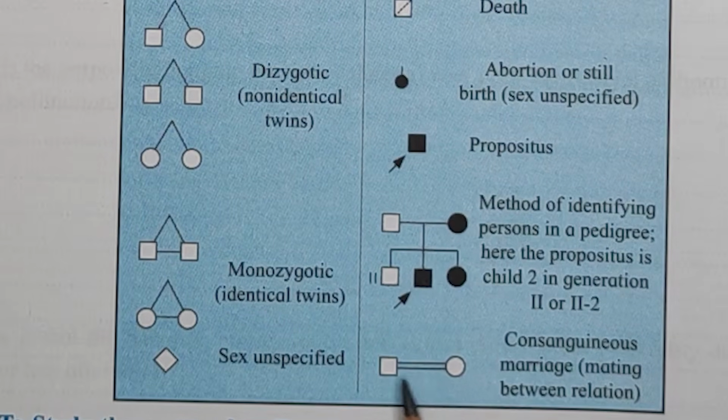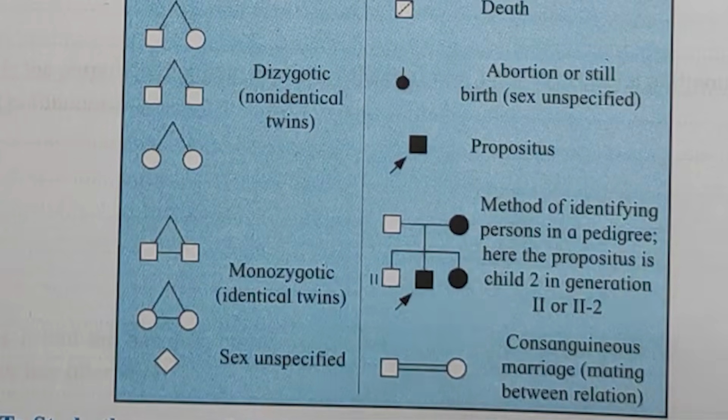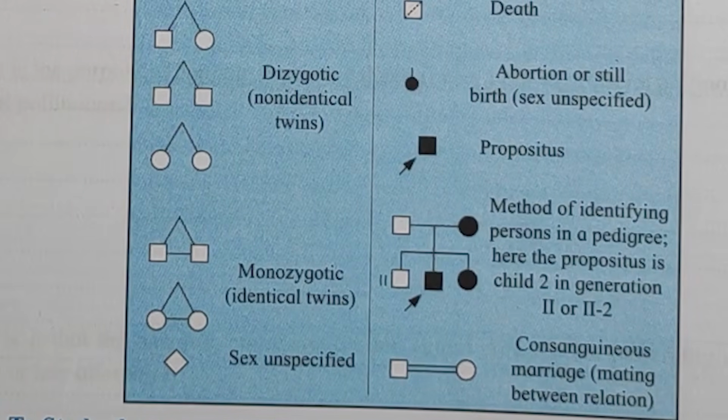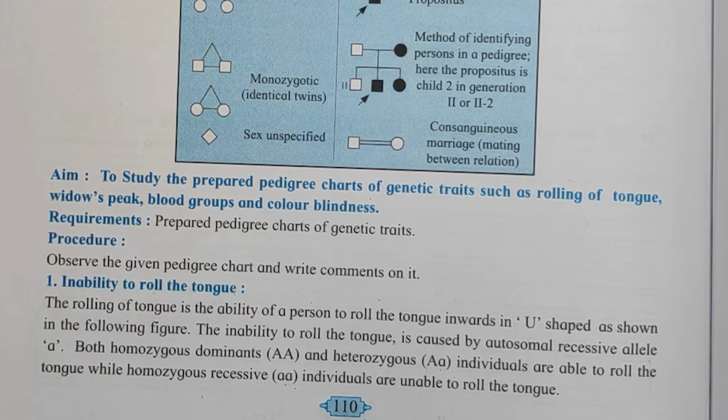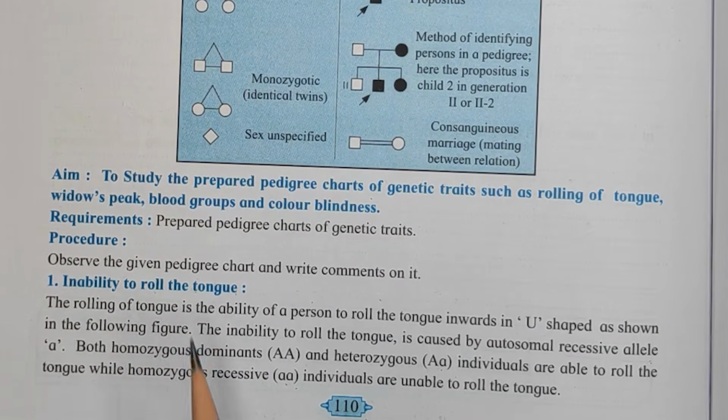When there are two lines between the male and the female, it indicates mating between relatives. That is called consanguineous marriage. Okay, so these are the symbols we will learn about in this experiment. We'll start with the first one: the experiment about the pedigree chart.